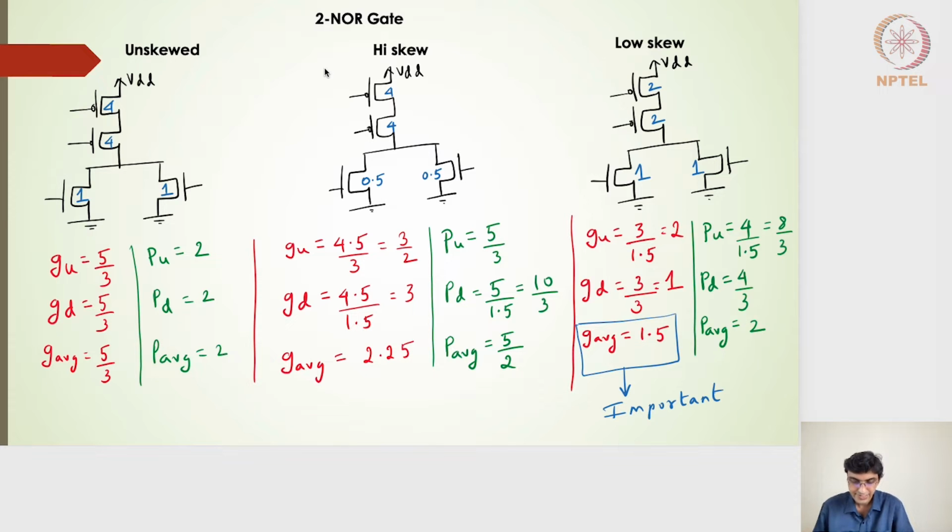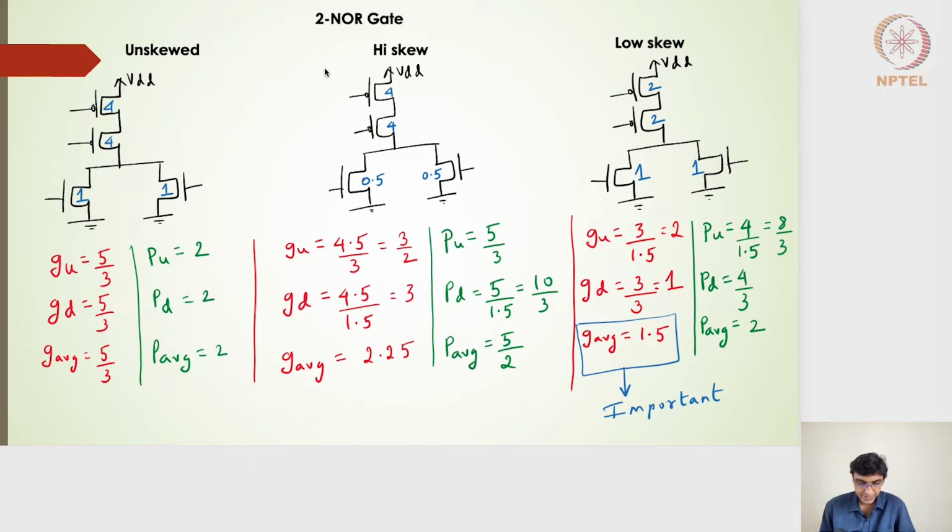This example on this slide talks about the two input NOR gate, and we have the unskewed gate, the high skew gate, and the low skew gate. We would like to go through how to evaluate the logical efforts and the normalized parasitics for these differently skewed two input NOR gates.